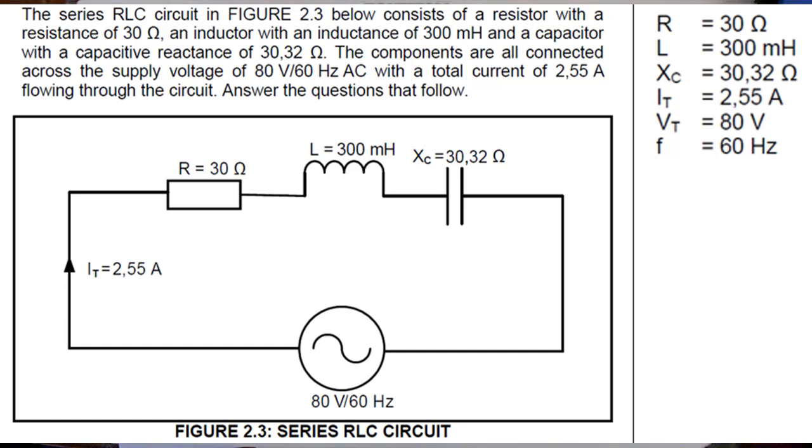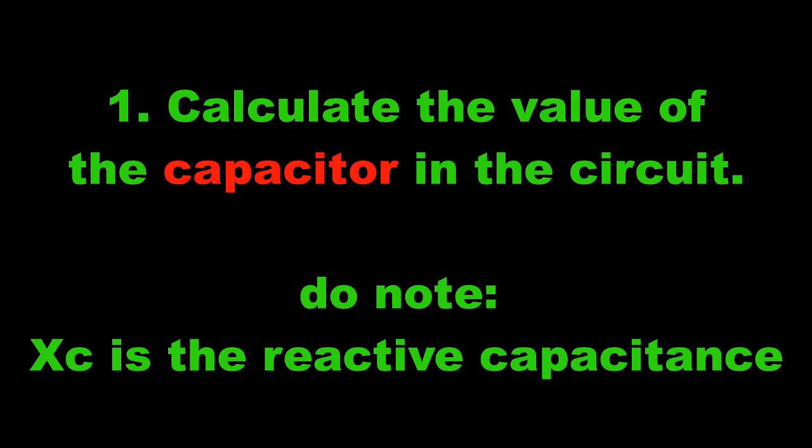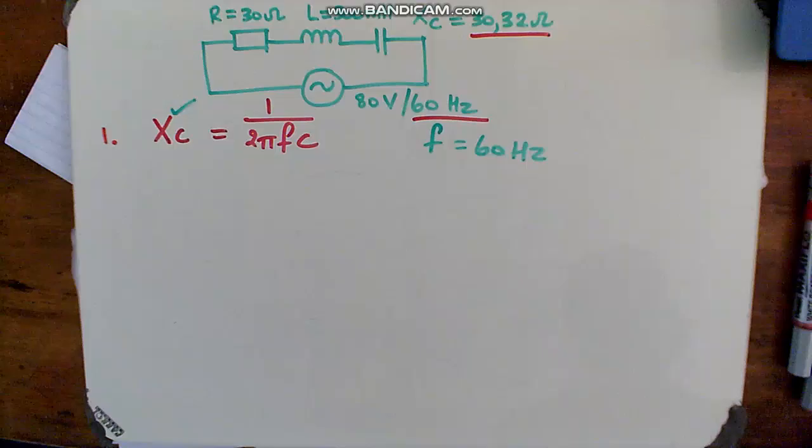Also, the alternating current is noted by that symbol of the sine wave, and 80 volts is the voltage and 60 hertz is the frequency. Now the first question says calculate the capacitive reactance of the circuit. That would normally be the question, but in this case it's not asking for the capacitive reactance. It is asking for the value of the capacitor. So do note that XC is given. The X means reactance. And so here we are going to find the C value.